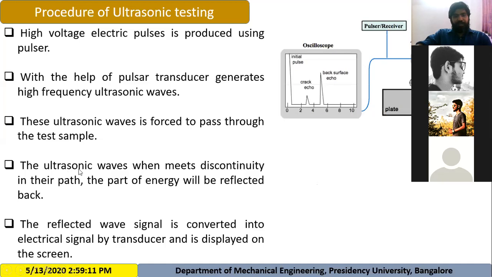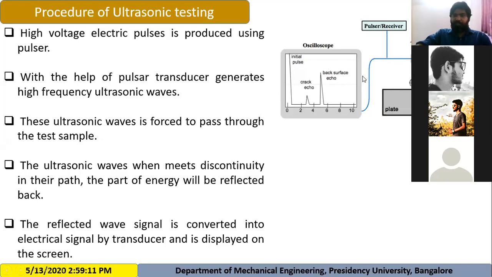So you can see that when ultrasonic waves meet a discontinuity in their path, part of the energy will be reflected back. Part of the energy, because ultrasonic waves are coming all around from here, so some of the waves strike over here and are reflected back. The reflected wave signal is converted into an electrical signal by the transducer and is displayed on the screen.